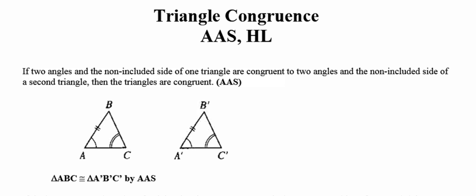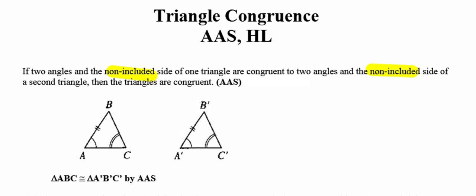The purpose of this video is to explore two more methods of triangle congruence, known as angle-angle-side and hypotenuse-leg. Now, angle-angle-side says that if two angles and the non-included side of one triangle are congruent to two angles and the non-included side of a second triangle, then the two triangles must be congruent. Probably the most important word in this statement is the word non-included. And we're going to talk for just a little bit about what that means.